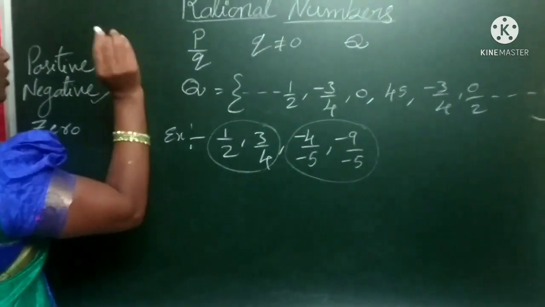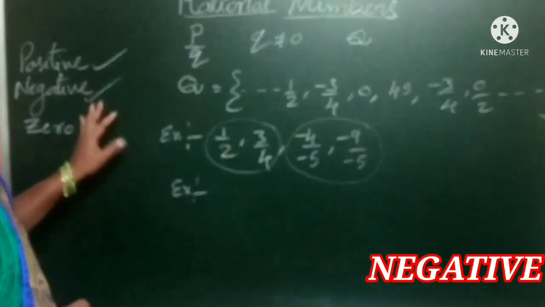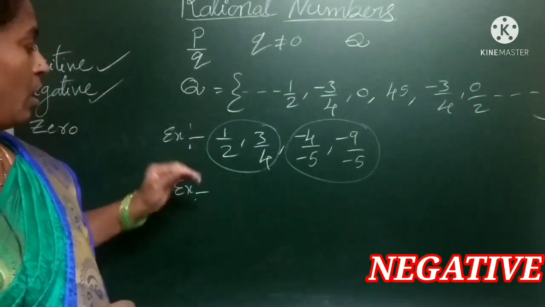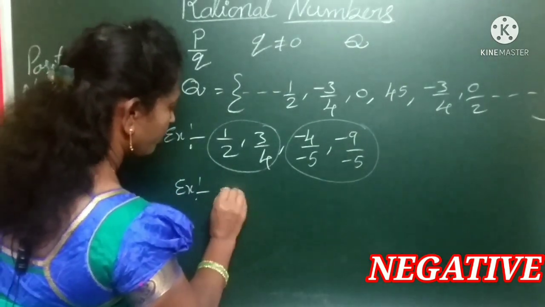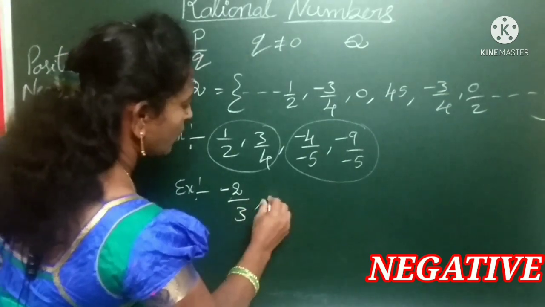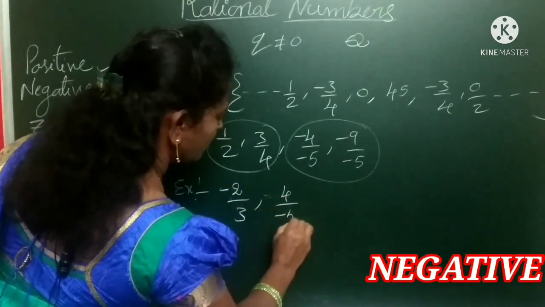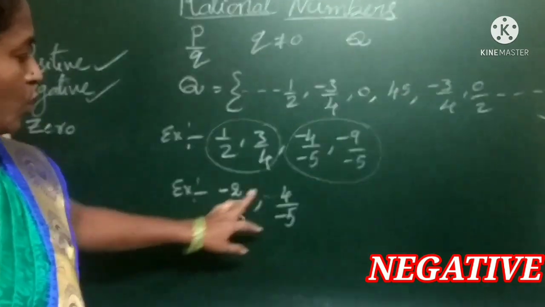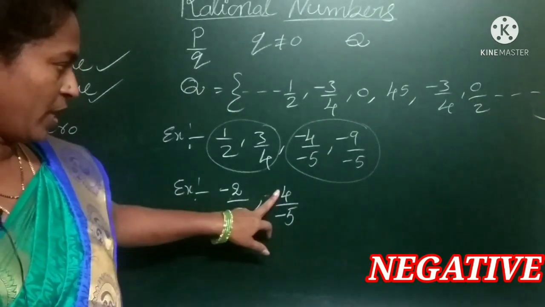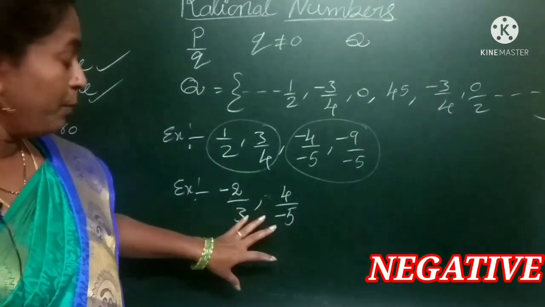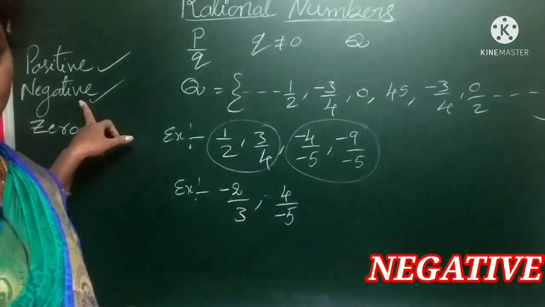And next one, negative rational numbers. Negative rational numbers mean the numerator and denominator have opposite signs. For example, minus 2 by 3 and 4 by minus 5. Observe these two rational numbers: here the numerator has minus and the denominator plus, and here the numerator is plus and the denominator is minus. The numerator and denominator have opposite signs. These are negative rational numbers.